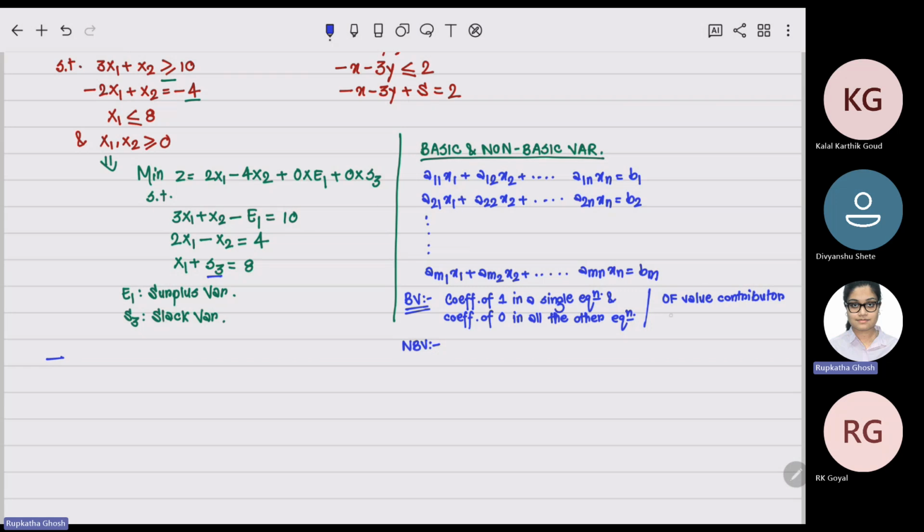This is just another definition that you can use, but not really a hard and fast rule. The hard and fast rule that you have to follow for understanding your basic variable is this: a coefficient of 1 in a single equation and 0 in all the others.